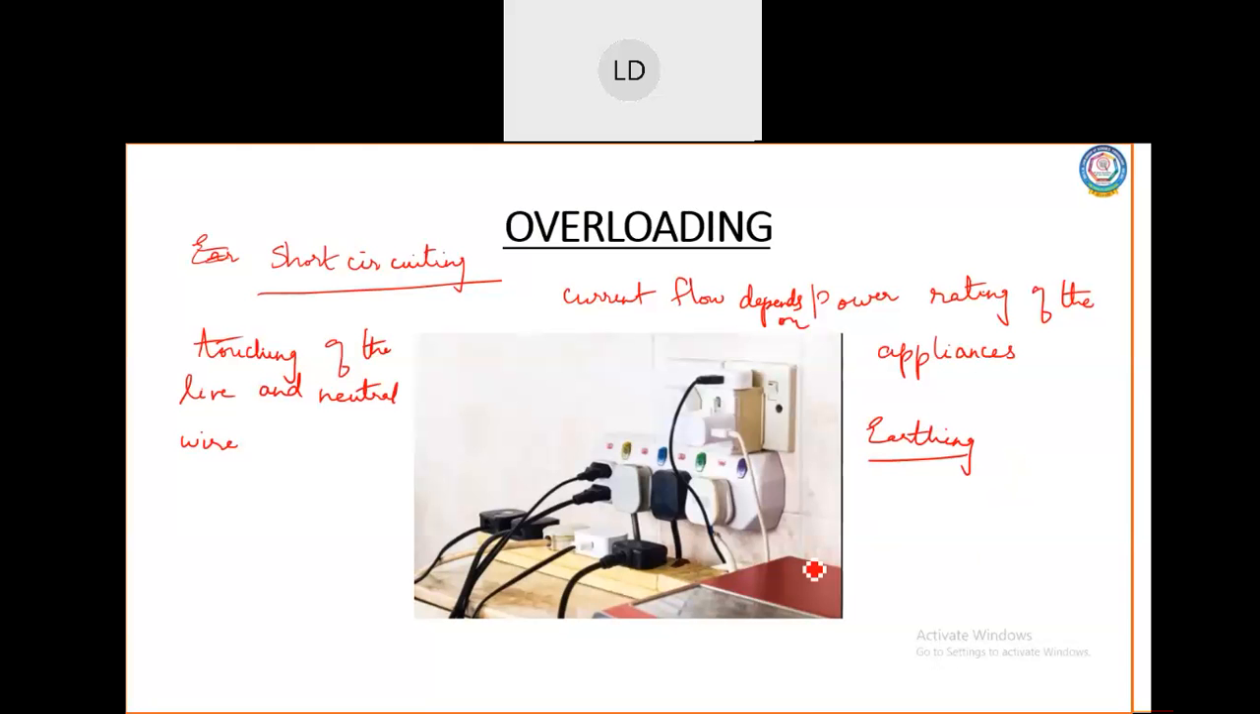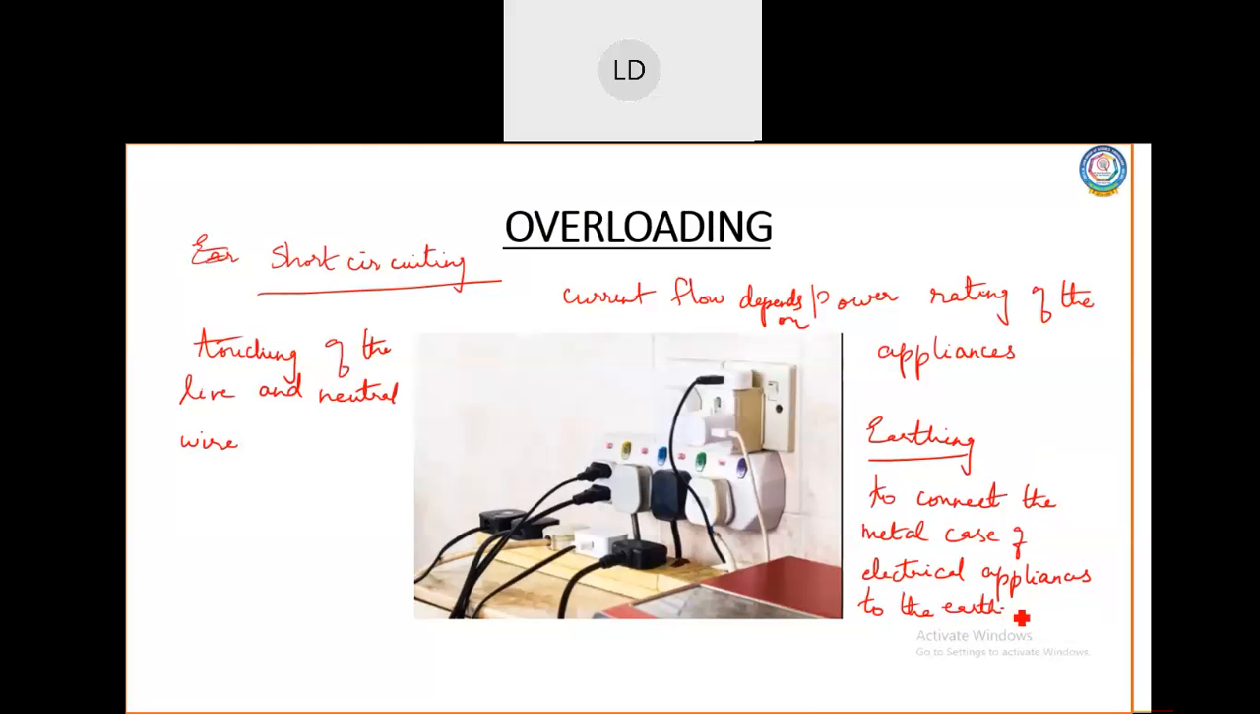So what is earthing? Earthing means to connect the metal case of electrical appliances to the earth. Earth is said to possess zero potential. So all the electrical appliances have to be connected to the earth.